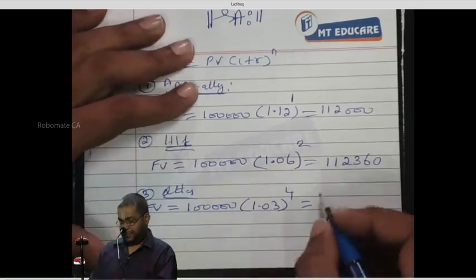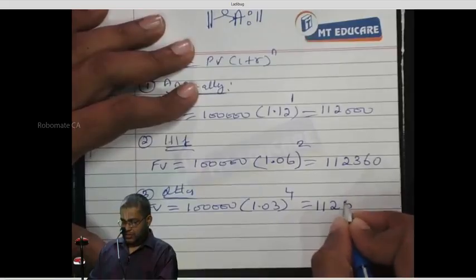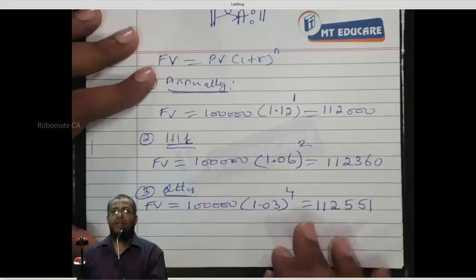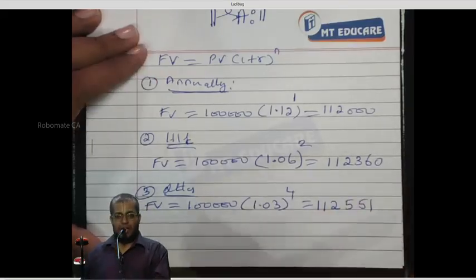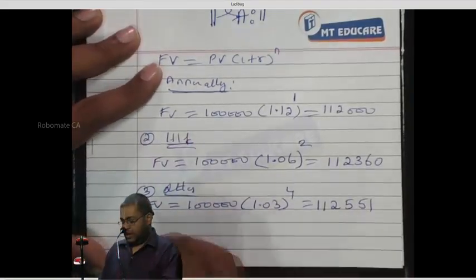Tell me the number here. 1,12,551. The calculation is 1,12,551. See, the maturity value increases further when I compound more frequently. Yes or no?